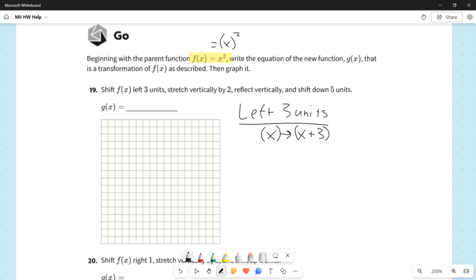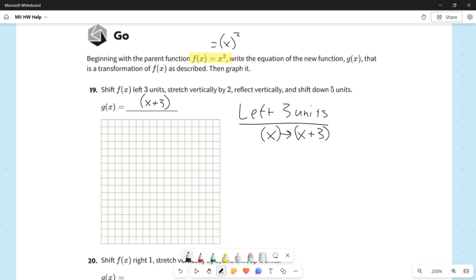All right? So we can build our equation as we're talking about it. So g of x is going to equal the x becomes x plus 3. And again, that is because we're shifting it to the left 3 units. And when you shift something to the left, it's going to be plus. When you shift it to the right, it's going to be minus. So x becomes x plus 3.